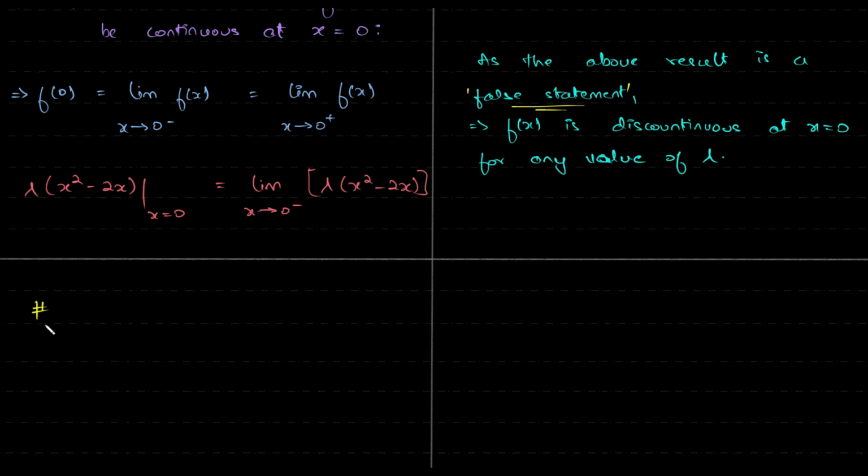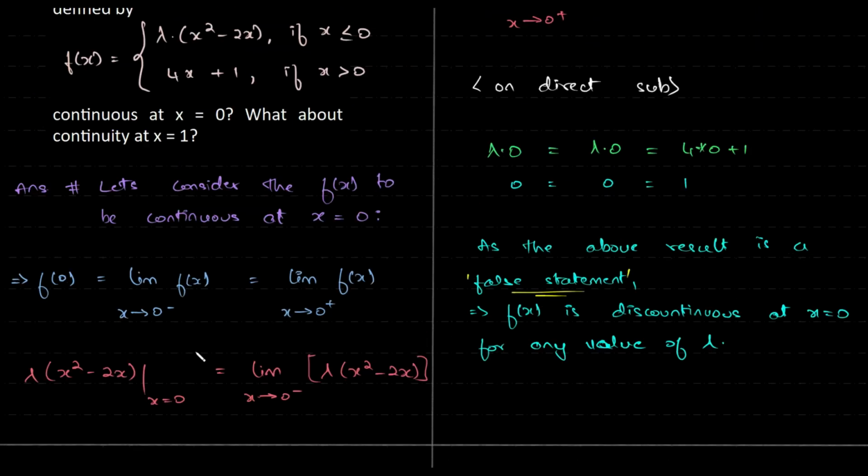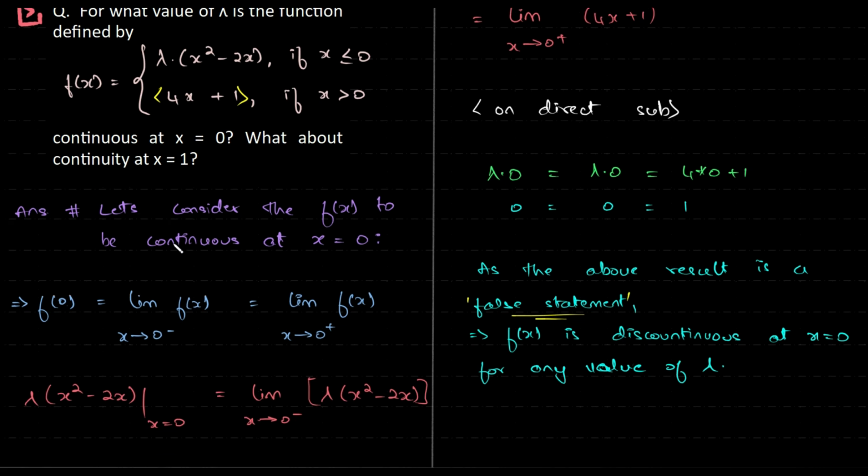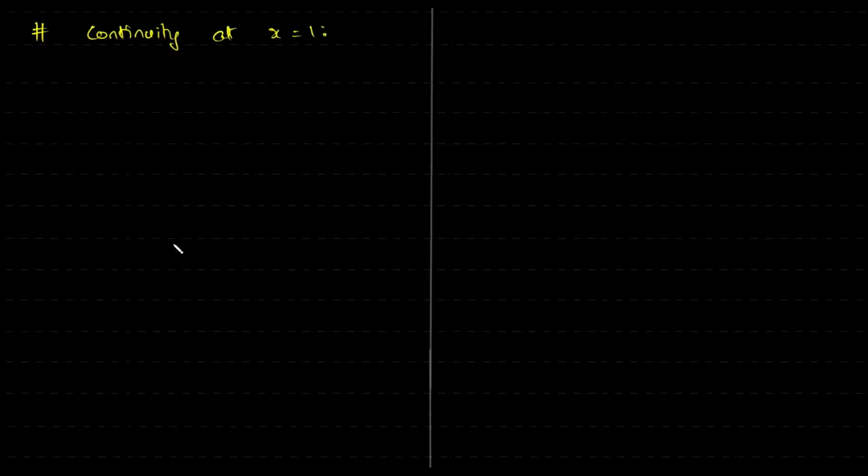Now we are looking at the continuity at x equal to 1. This expression is the only expression related to x equal to 1, and it's a polynomial expression, so we can directly take f of 1 equal to 4 times x plus 1. Substituting x equal to 1, we end up with 5.